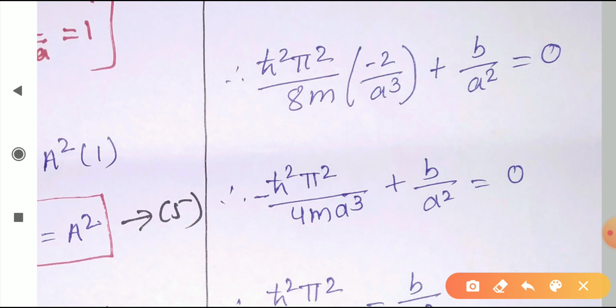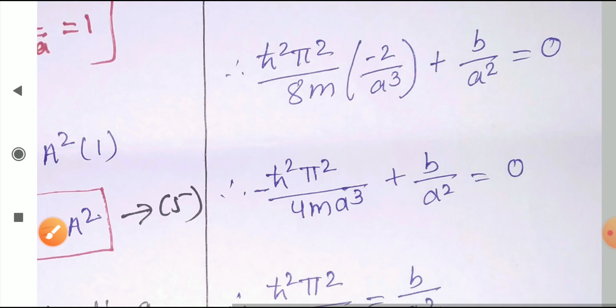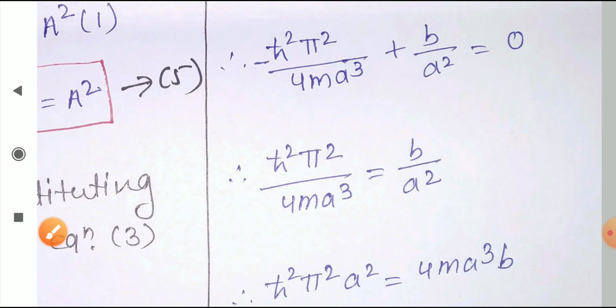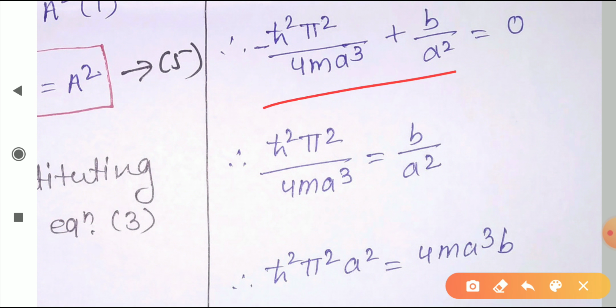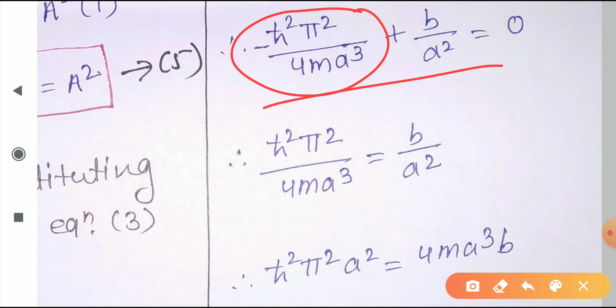Clear? So now here you can see, if we divide 2 and 8 by 2, what will we get? 4. So here we will get ħ² π² upon 4m a³, and as we have a minus sign, we write the minus sign as it is, plus this term as it is, which equals 0. So now if we solve this, the minus sign I can take to the right hand side. You can write it like this also.